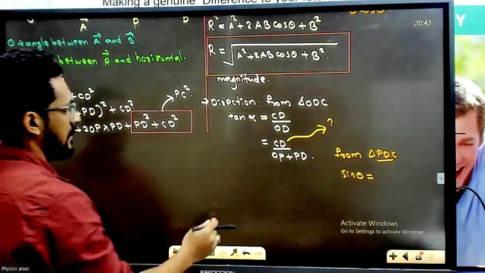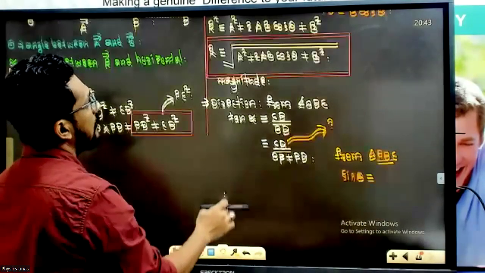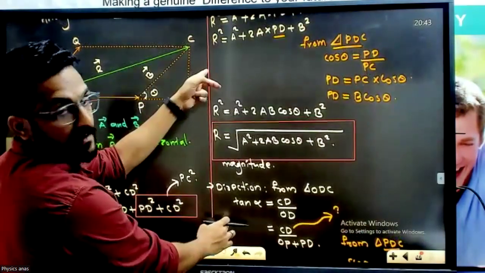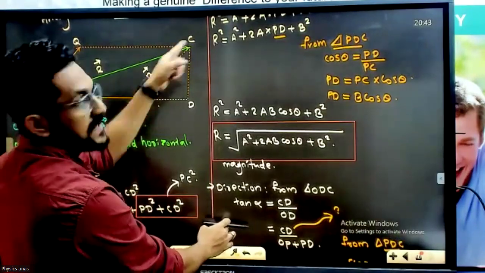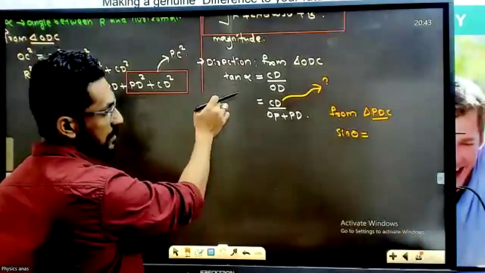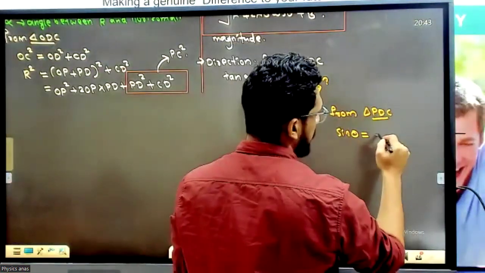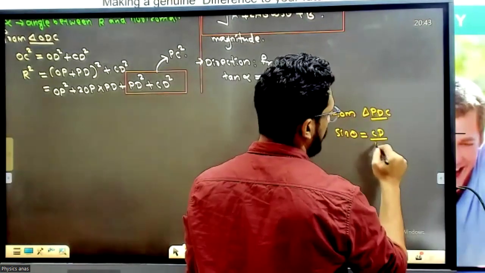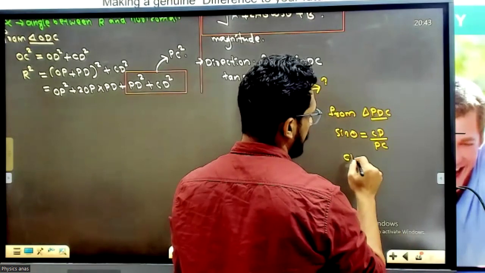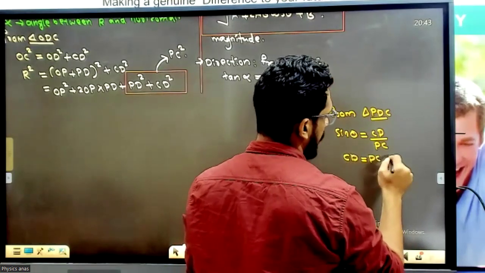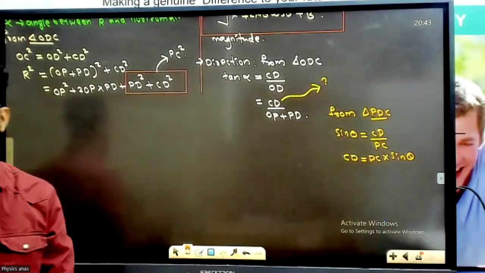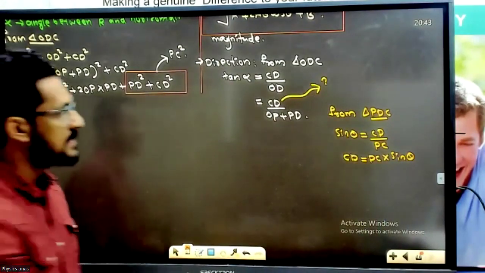What is the opposite side? CD. CD is the opposite side of theta. So sine theta will be CD by PC. Now CD. What is CD? PC into sine theta. You can bring this PC to the other side. PC into sine theta. CD.